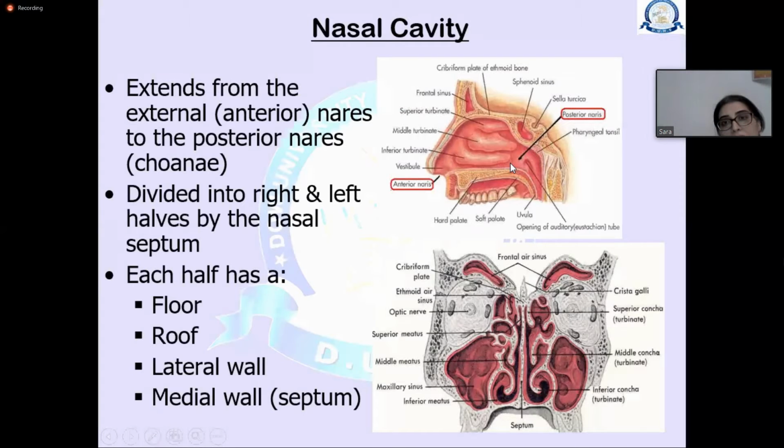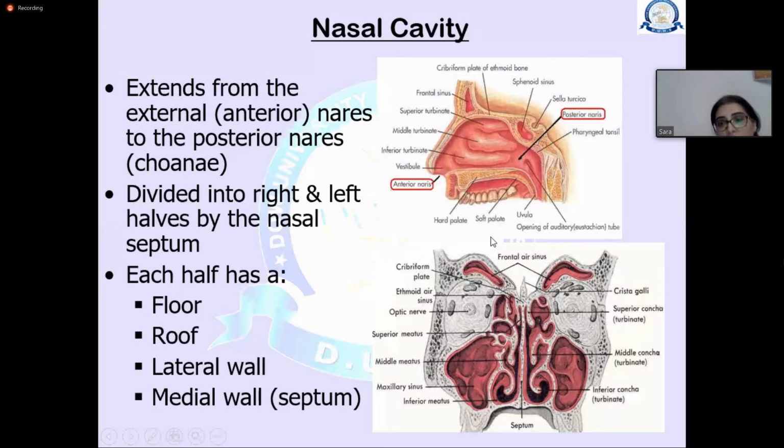Now, moving from the external nose inwards, the nose proper extends from the external nares or nostrils towards the posterior nares or the choanae. So all the way from the external nares or nostrils to the posterior nares, this is the part which is known as the nose proper. The nasal cavity can be divided into the right and the left halves by the midline structure, which is known as the nasal septum.